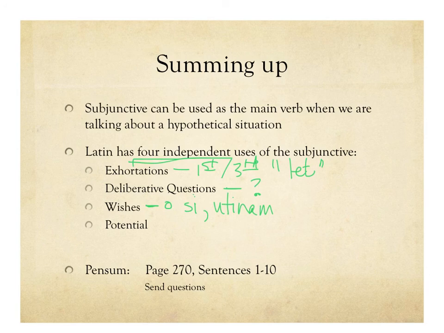And finally, if it's none of those, then what we have is a potential subjunctive. We can see a potential subjunctive in any tense of the subjunctive, and we just want to make sure that we're translating it with that might, could, would, should idea. We tend to see present and perfect subjunctive for situations that are in the present or future, and imperfect and very rarely pluperfect subjunctive for things that might have happened in the past.